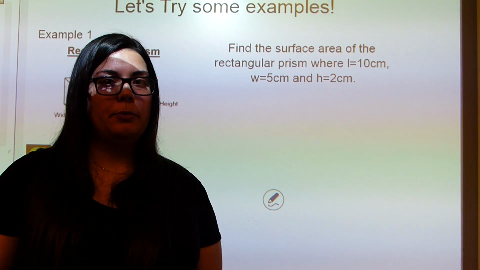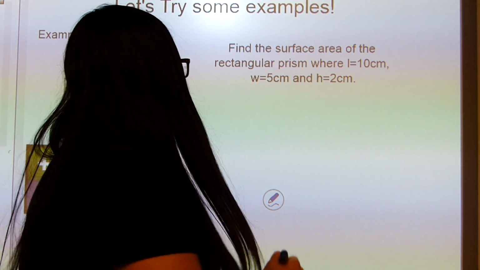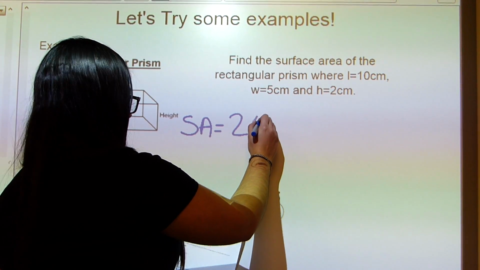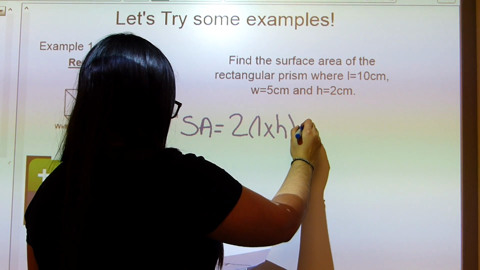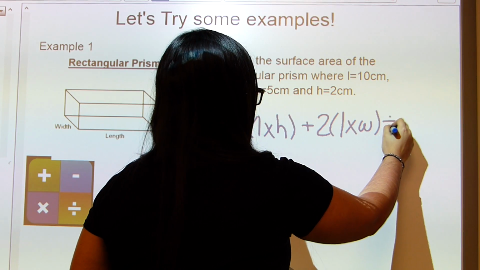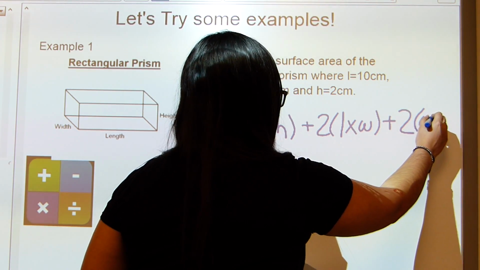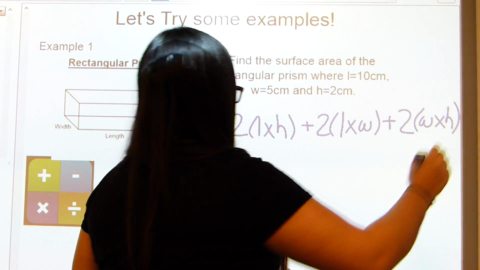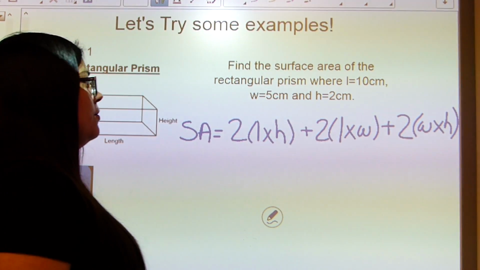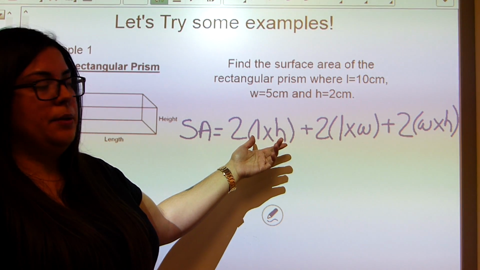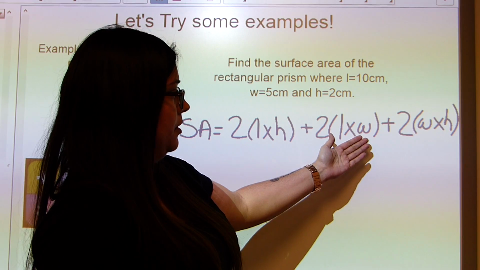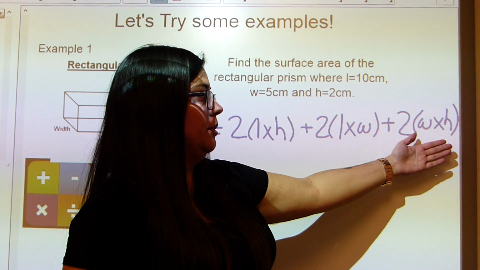You will be given the formula on the test just because it's really big. So surface area. So this formula you will be given. Don't worry, you don't have to memorize it. So we have 2 times L times H, 2 times L times W, and 2 times W times H.